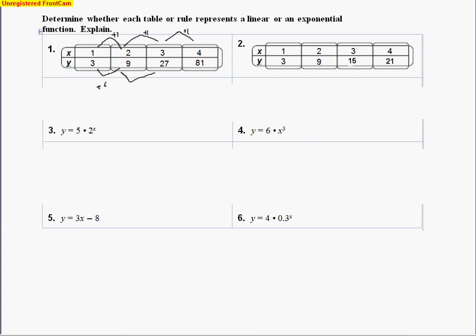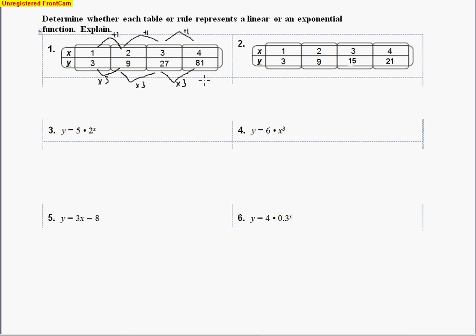This would be wrong. So let's try another way. How else can we go from 3 to 9? Well, another way is to multiply by 3, and let's check if that's going to happen each time. Okay, 3 times 3 makes 9. 9 times 3, yeah, that makes 27. So yes, it is. It looks like it's going up by multiplying by 3 every time. And then 27 times 3 does make 81.